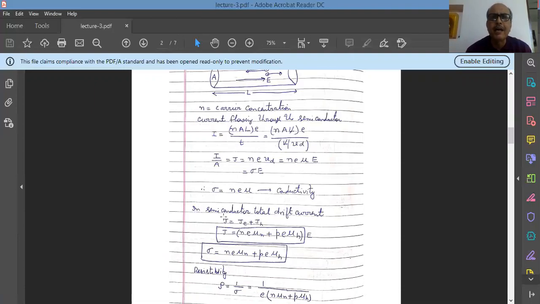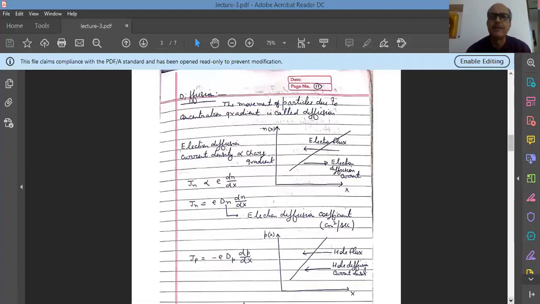So J, the total drift current in a semiconductor, will be given by the sum of the electron current and the hole current together. So it is n e mu_n plus p e mu_p, into E, and the value of sigma, the conductivity of a semiconducting material, will be n e mu_n plus p e mu_p. mu_n is the mobility of electron and mu_p is the mobility of hole. n and p are the electron and hole concentrations.